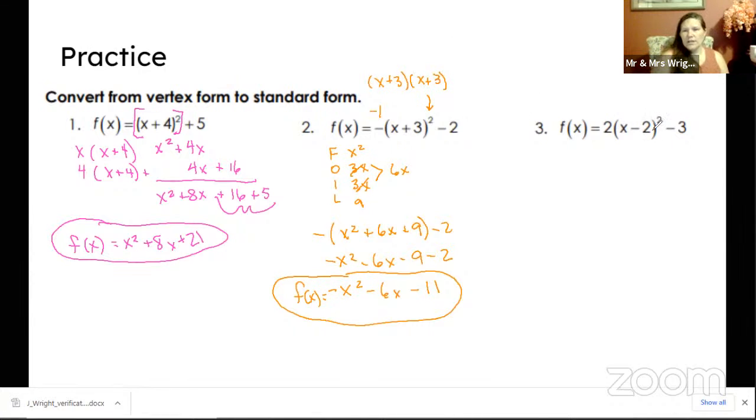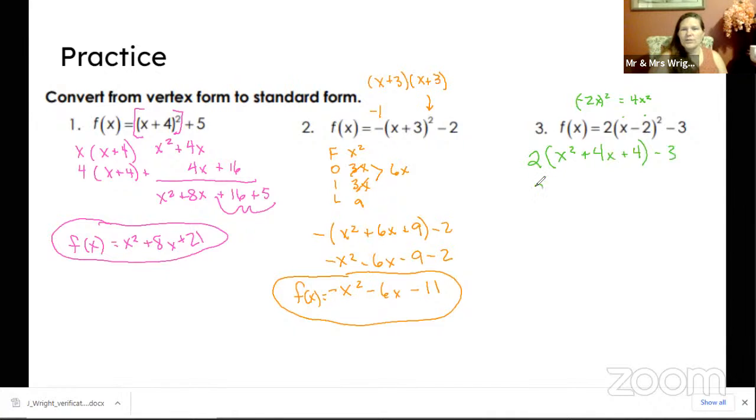All right, moving on. Here, I'm just going to go straight to the shortcut. I'm going to do 2 times, what's x squared? Oh, it's x squared. And then our middle term is x times negative 2. Negative 2 times negative 2 is positive 4. X times x is x squared. So it's 4x plus 4x. And then negative 2 squared is plus 4. There you go. And then you have a negative 3 at the end.